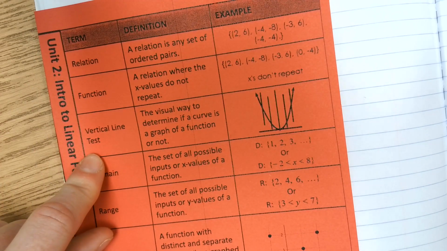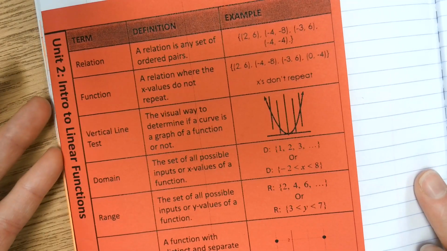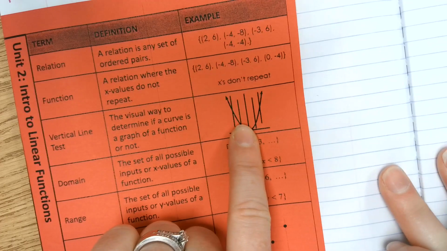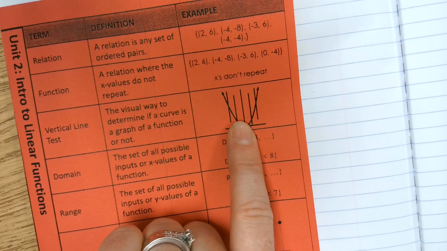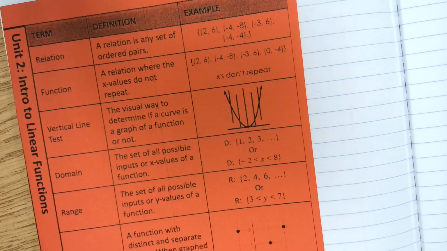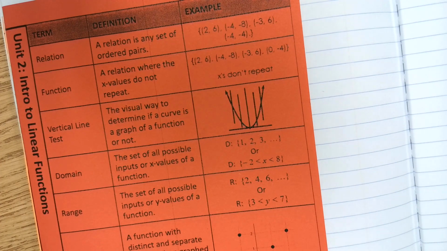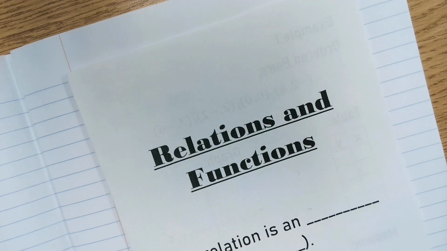And then the vertical line test is a visual way to determine if a curve is a graph of a function or not. You draw a bunch of vertical lines, and if it only crosses one, then it's a function. If it crosses whatever's being graphed on here more than once, then it's not a function. Okay, so let's get started on the notes for today, relations and functions.